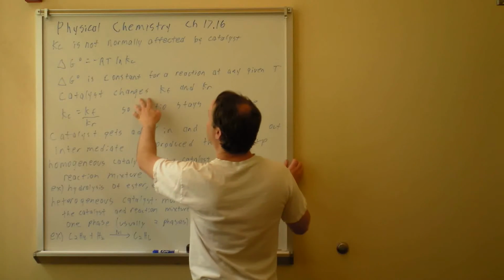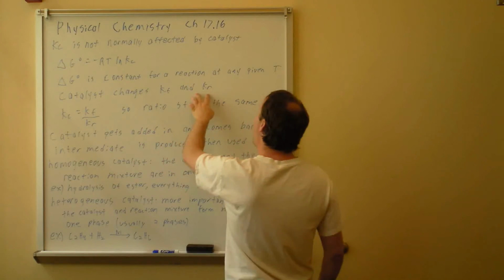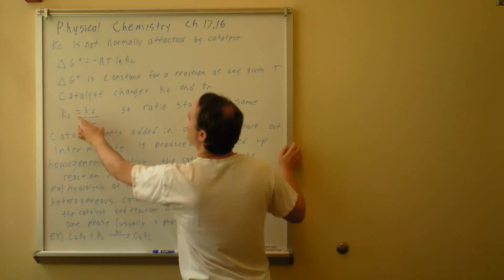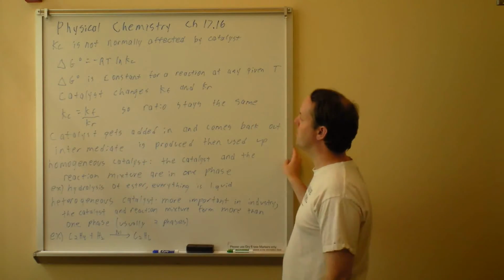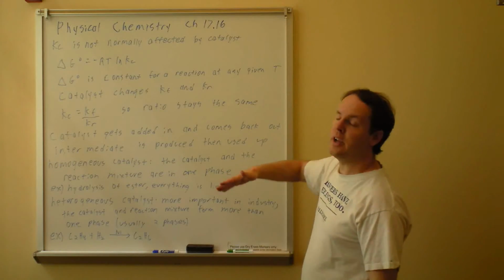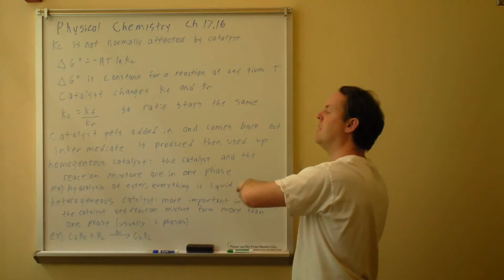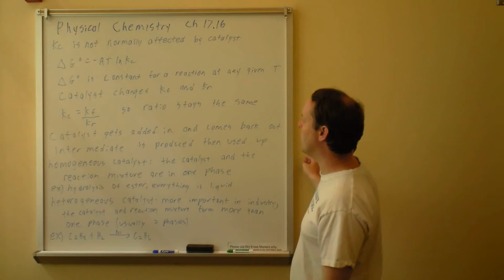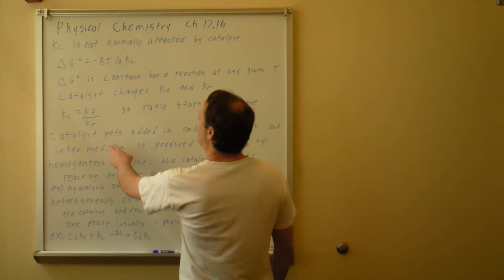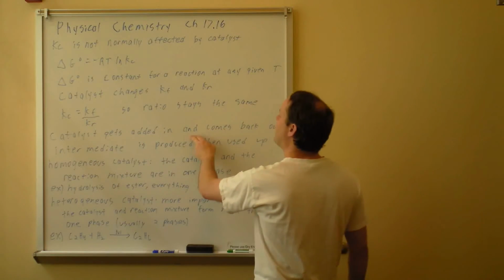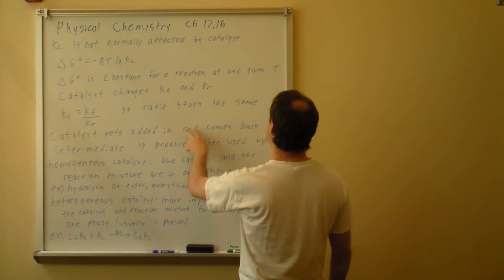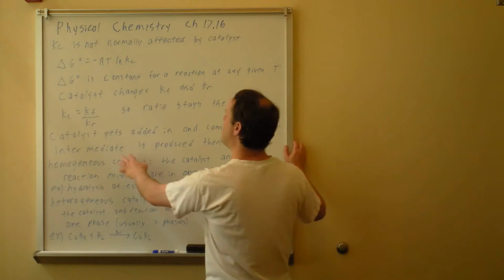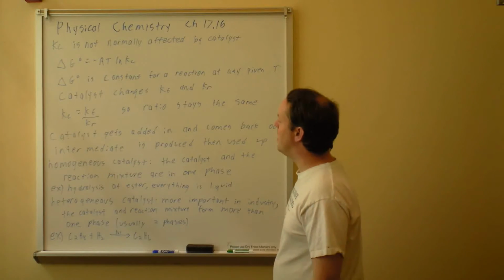What the catalyst does is it changes the forward reaction rate and the reverse reaction rate. It changes both. The ratio stays the same. Because think about it, it lowers the activation energy. If it's lowering the activation energy for forward, it must be lowering the energy of activation backwards too. Can't really do one without the other. Now, just to refresh your memory, the catalyst gets added in and it comes back out. On the other hand, the intermediate is produced and then used up.